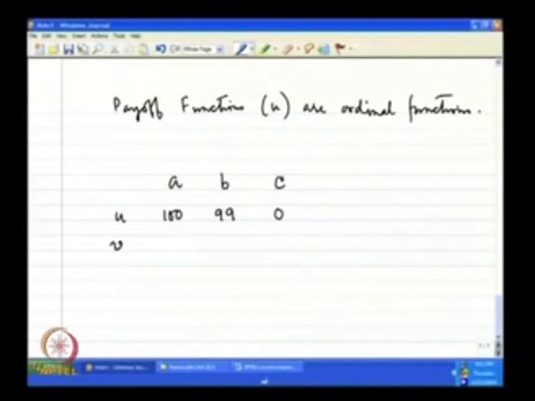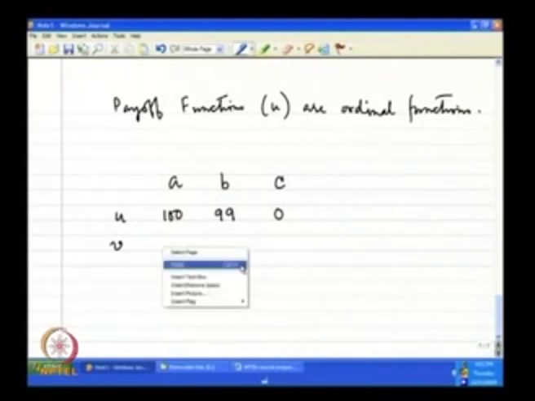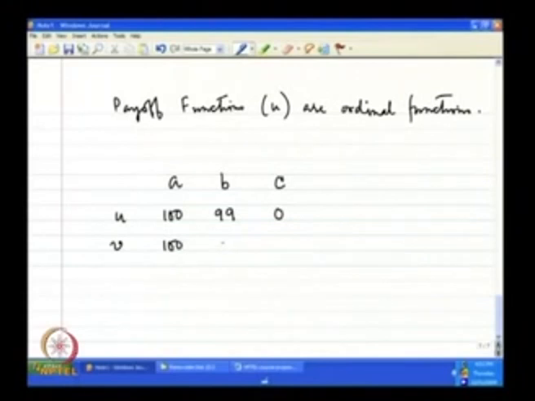Now, suppose there is another function V, and if I apply V to A and B and C, the numbers are the following: 100, 1 and 0. The point here is that both U and V can be payoff functions, because relatively speaking, in U, U(A) is higher than U(B), which is higher than U(C). It does not matter what the value of U(B) is here, because in the first case, the value of U(B) is drastically different from the value of V(B) in the second case. In the first case, it is 99, in the second case, it is 1.